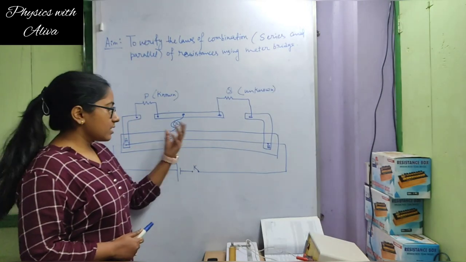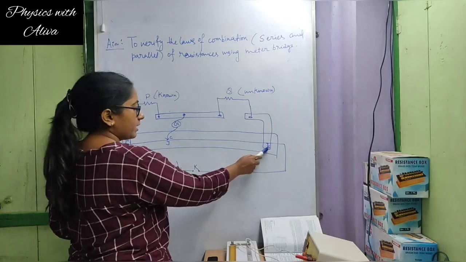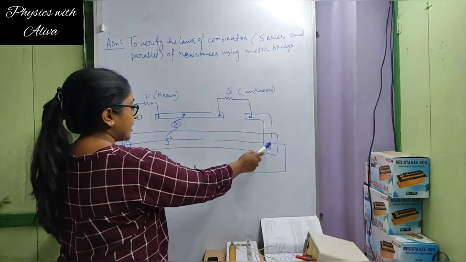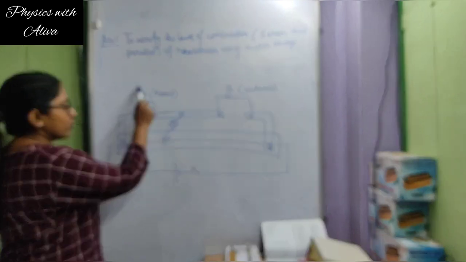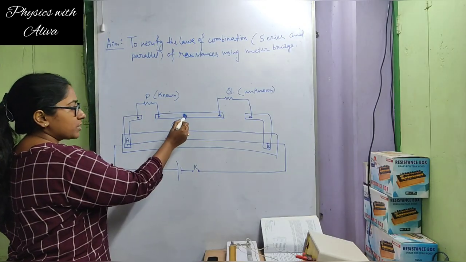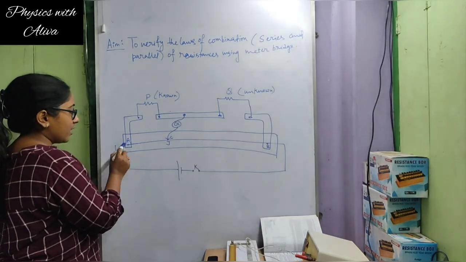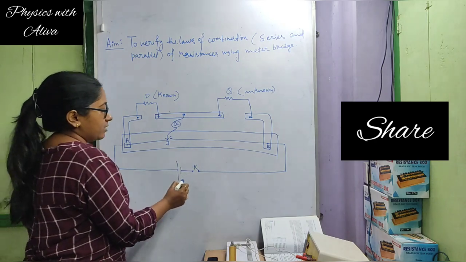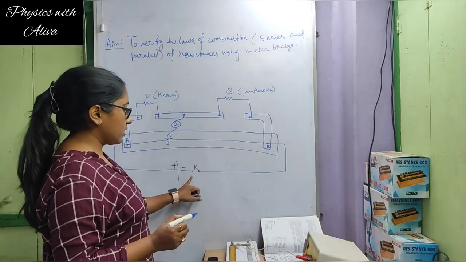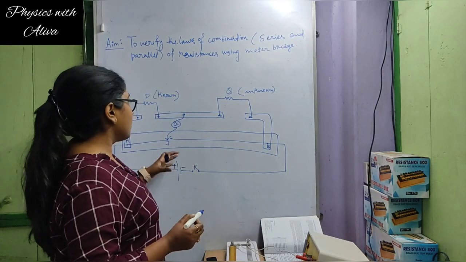Now see the circuit. This is our circuit. This is the meter bridge, where AB is the 1 meter length resistance wire, that is, 100 cm. This is a known resistance P and this is an unknown resistance Q. In between P and Q, the galvanometer is connected, and this is the jockey of the galvanometer. From the A end we have connected the positive end of the battery, and the negative end of the battery is connected to the key, and the other end of the key is connected to the B end. This is our complete circuit.